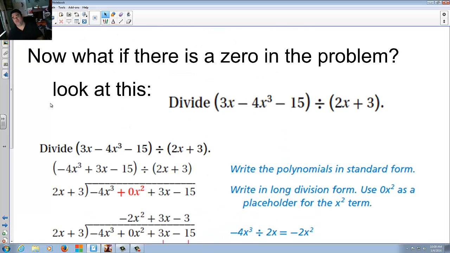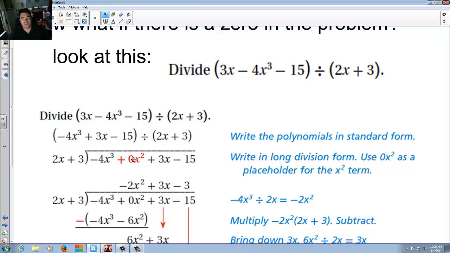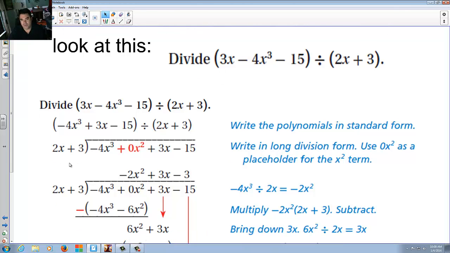Now what if there's a 0 in the problem? Take a look at this one here. See, the problem here is you have negative 4x cubed, 3x, and negative 15, but you don't have any x squared. So in this case, we're going to put plus 0x squared. So that way you have x squared being represented. You have to have them in order. In other words, you have to have x cubed, x squared, x, and the non-x. You can't have it missing. It's not going to work. So we have 0x squared. And then you go as normal.